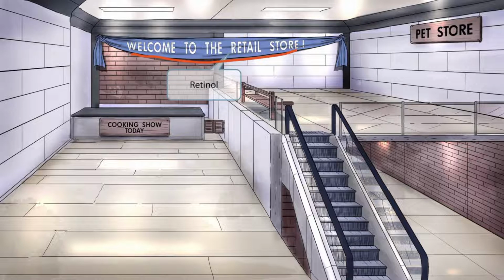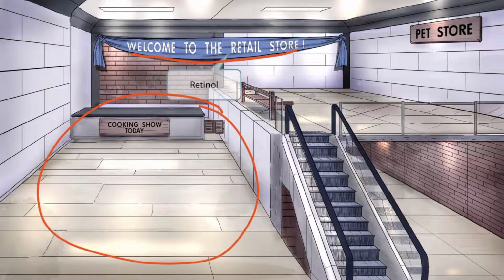Okay, before we move on, let's talk about the layout of this image. The left side of the image on the bottom floor, so right here, will contain information that applies to vitamin A in general, such as the function of vitamin A. The right side of the image, near the bottom of the stairs, right here, will contain information about a vitamin A deficiency. So just think of the lower level of the store, near the stairs, representing low vitamin A levels.